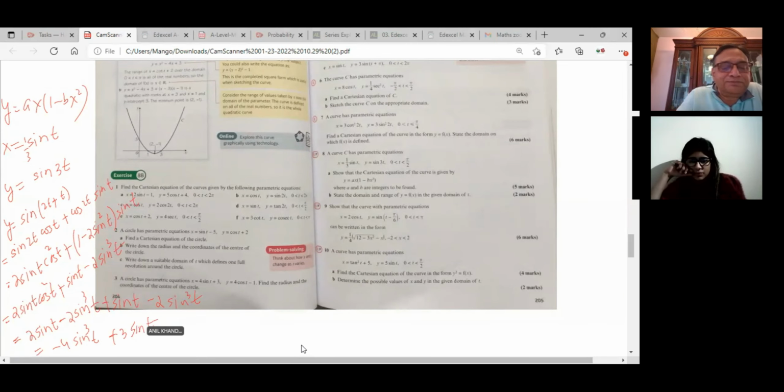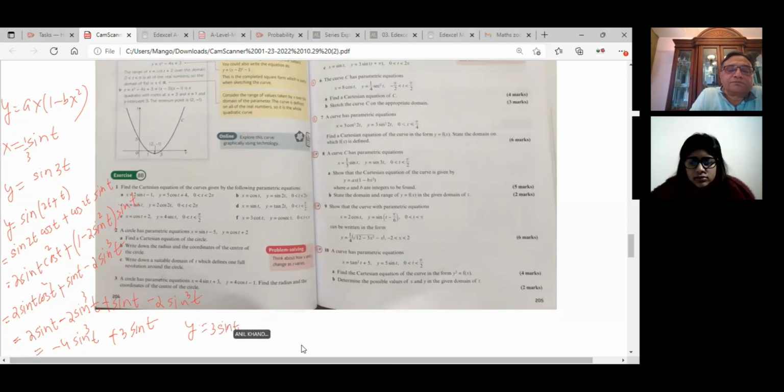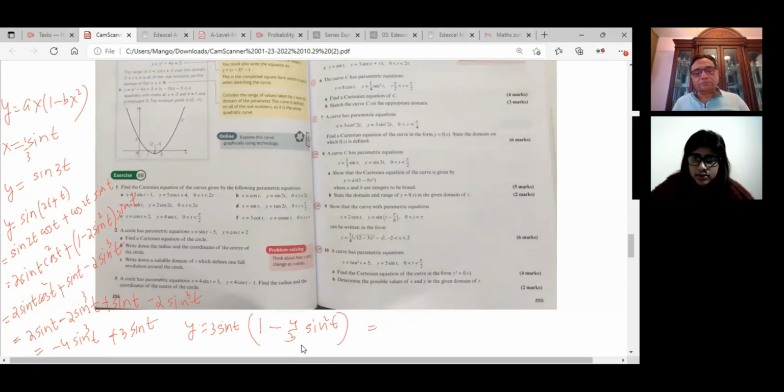Nothing else, right? So do we get sine t common? They want us to take 3 sine t common because they want 1 in the bracket. So y equals 3 sine t times (1 minus 4 over 3 sine squared t).